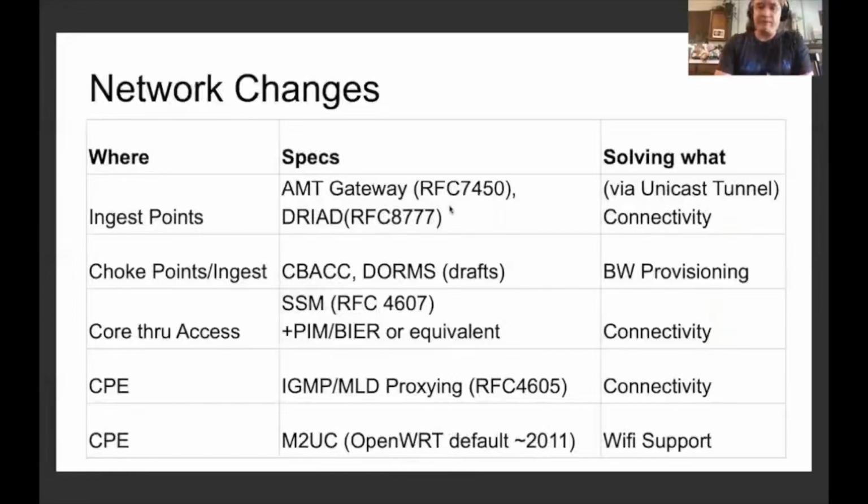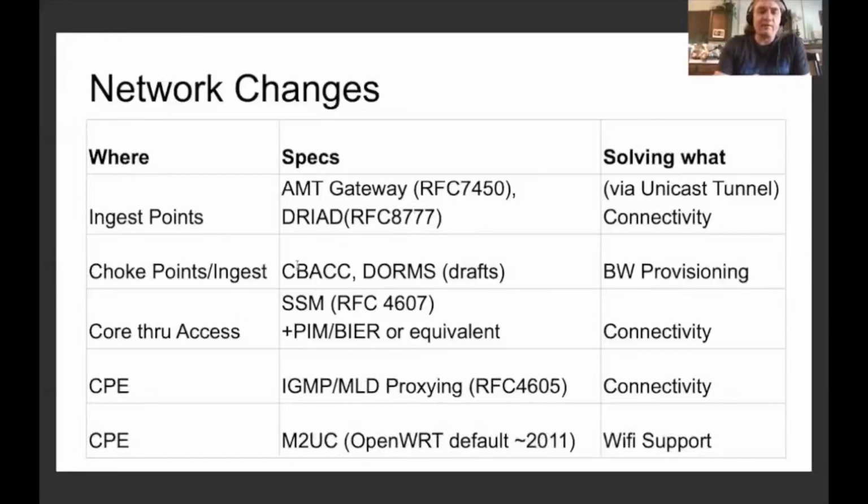So thanks to John for pointing out this is really useful information for network operators. This is the network changes that we think need to happen to make this possible. So at the ingest points, you need to deploy an AMT gateway and the discovery that lets you automatically discover where the right AMT connection you should open up is, where that AMT connects to open up the connection to access the traffic that you're trying to join.